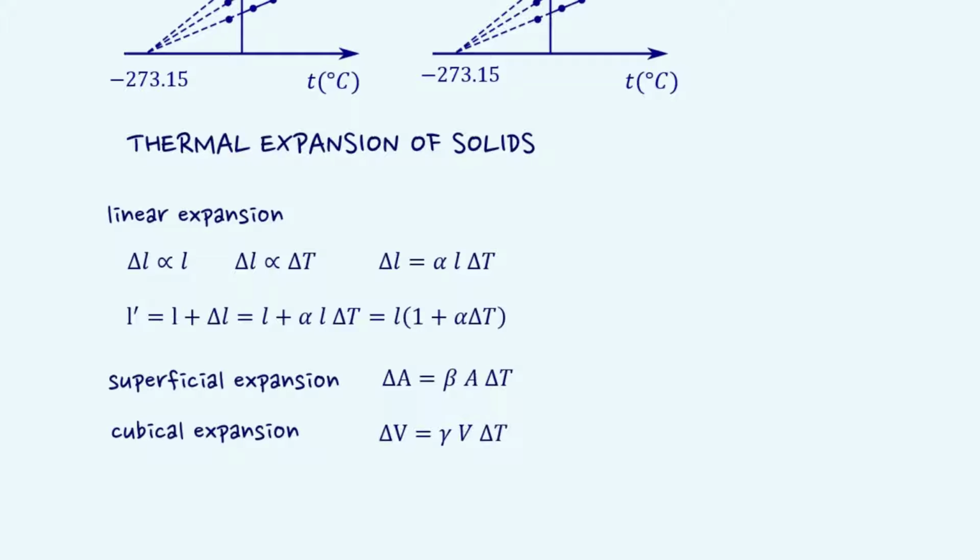Let's first focus on linear expansions. The increase in length is directly proportional to original length, and it is also directly proportional to the rise in temperature. Therefore, change in length represented by delta L is equal to alpha L delta T. This alpha is a proportionality constant and is called coefficient of linear expansion. Its value depends upon the nature of the material. Similarly, we can relate superficial and cubical expansions with their respective coefficients of expansions.